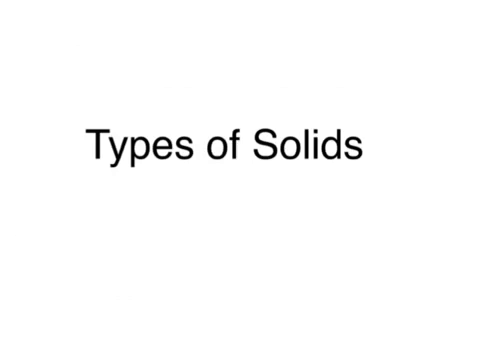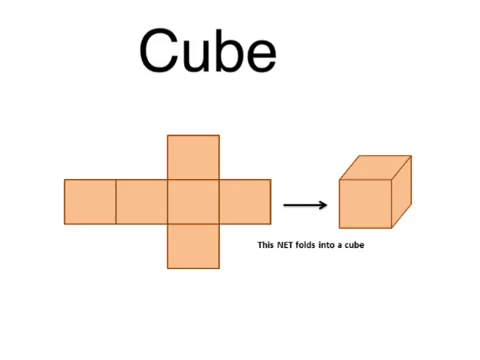There are three types of solids that we're going to be talking about this unit. The first one we're going to talk about is a cube. A cube has 6 sides, and all of the sides are the same. And this is a figure of what the net would look like if it was unfolded. And if you fold it back, this is what a cube looks like.